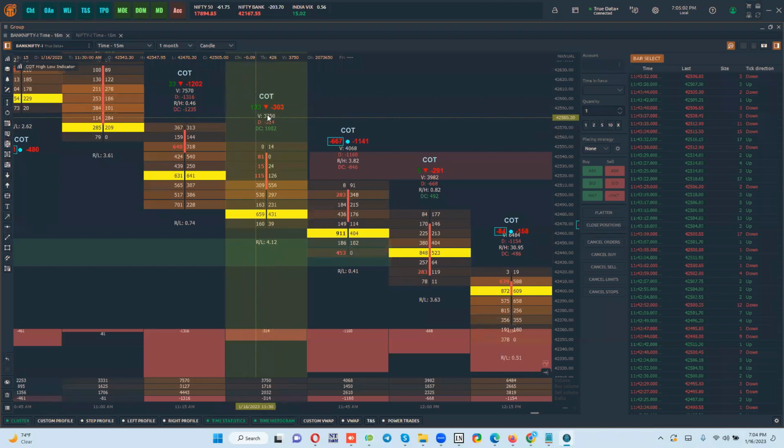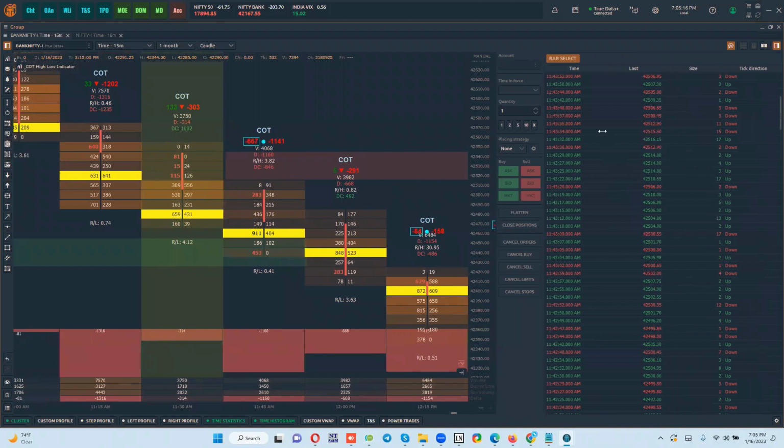You can see there are two values here. On the left side is the COT low and on the right side is the COT high. Let's look at how the calculation is done. For this, I need to look at the time and sales information. I just clicked on the time and sales bar here, and this information becomes visible. In this, I'm looking for the tick direction.